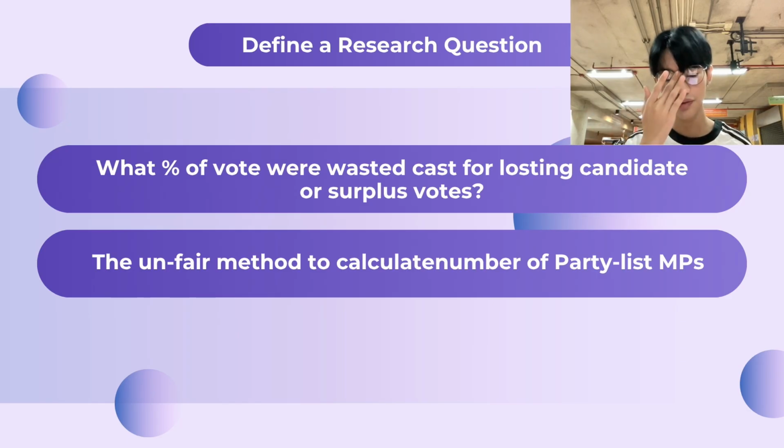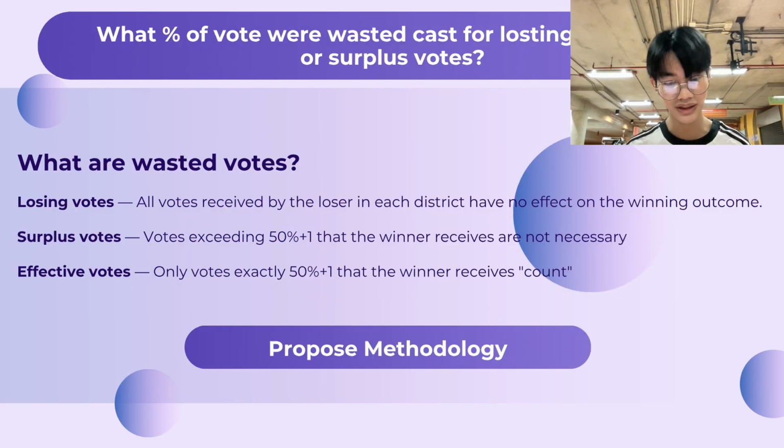We have two questions. The first is what percent of the votes were cast for a losing candidate, or surplus votes, and the next is the unfair method to calculate the number of party list MPs. So the first question: what percent of votes were cast for a losing candidate or surplus votes? Voters' votes have three types. The first is the losing vote, or vote received by the loser in each district, which has no effect on the winning outcome. The next is the surplus vote, the votes exceeding 50% plus 1 that the winner received, which are not necessary. And the last one is the effective vote, only the votes up to 50% plus 1 that the winner received count.